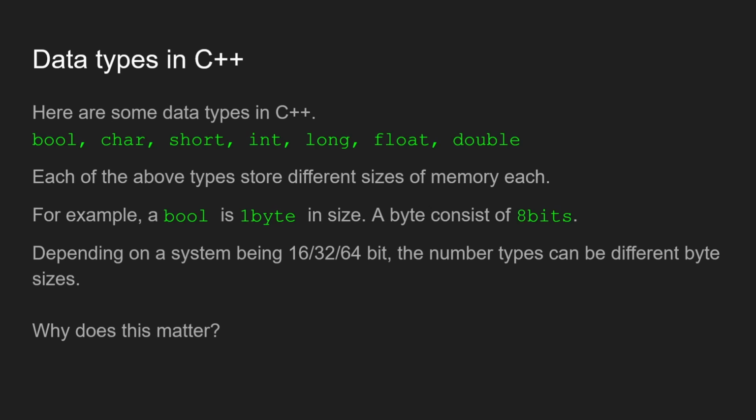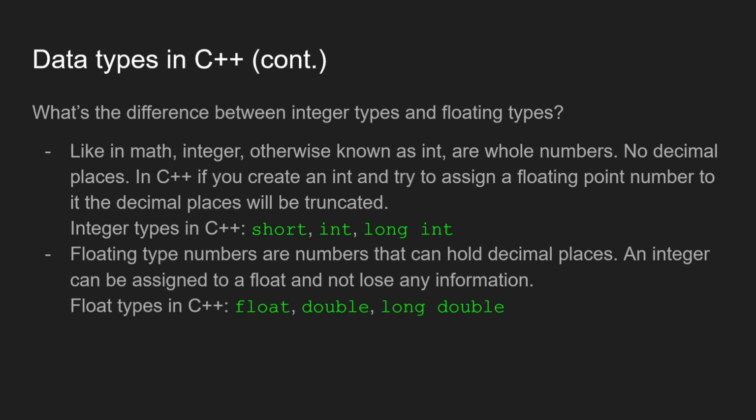So why does this matter? What's the difference between choosing an integer and a floating type? Well, integers, like in math, are whole numbers, and these whole numbers cannot hold decimal places. In C++, if you create an integer and you try to assign a floating point number to it, the decimal places will be truncated. Truncated means removed or dropped or forgotten.